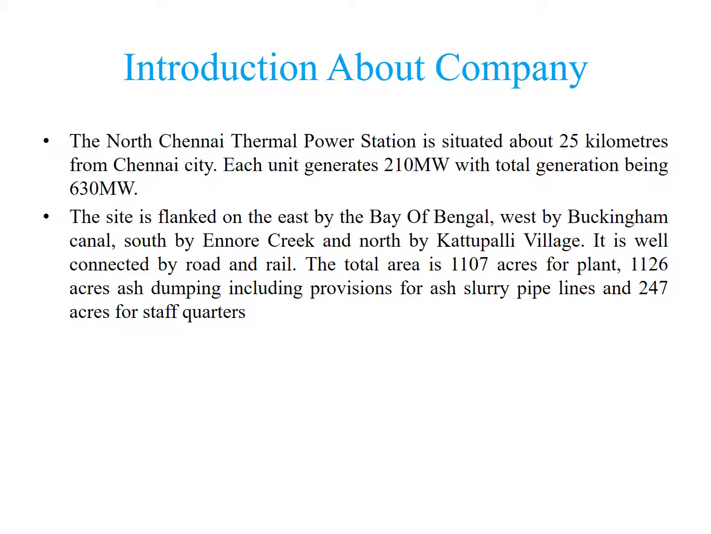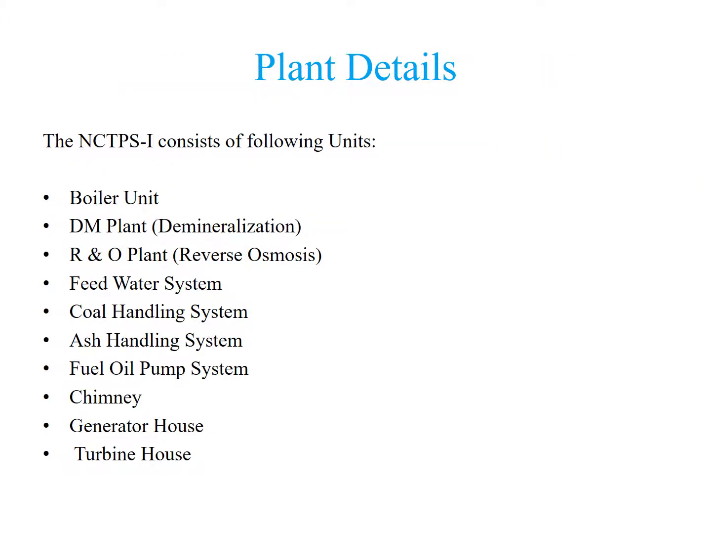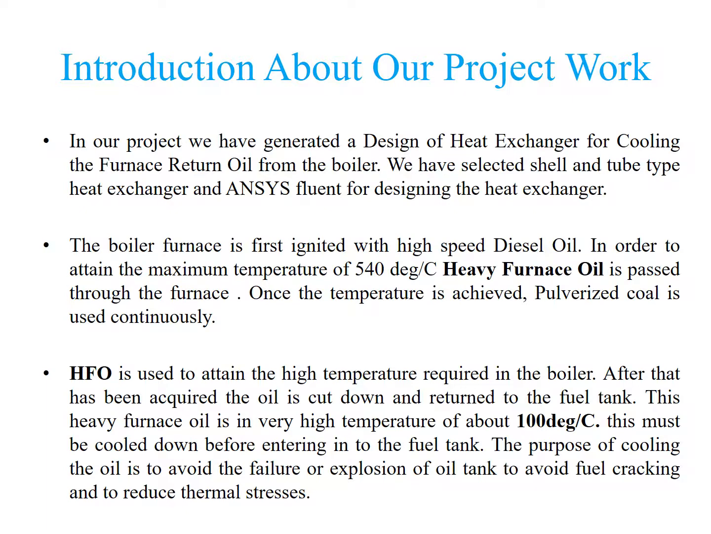Going on to the next slide, our NCTPS 1 consists of the following units: boiler unit, DM plant, RO plant, feed water system, coal handling system, ash handling system, fuel oil pump system, chimney, generator house, and turbine. My friend Soundarara will discuss the following.